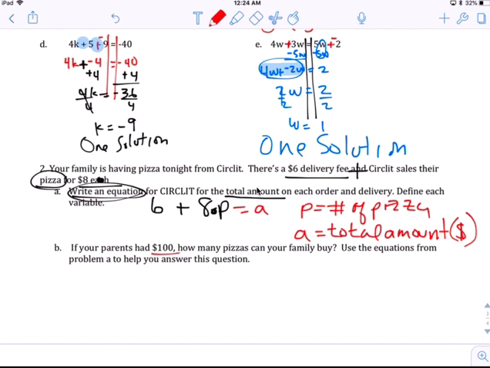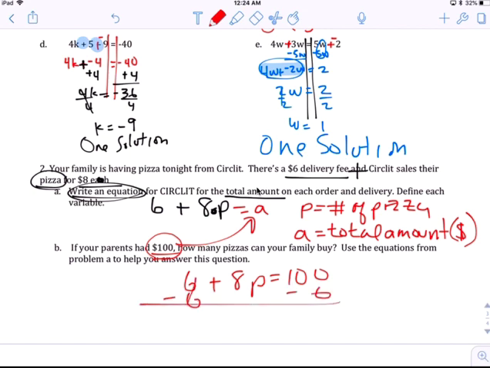If your parent had $100, how many pizzas could your family buy? Put 100 in A and solve it. 6 plus 8p equals 100. Solve it, minus 6. 8p equals 94. Okay, 94 divided by 8. You get 11. p is 11.75.